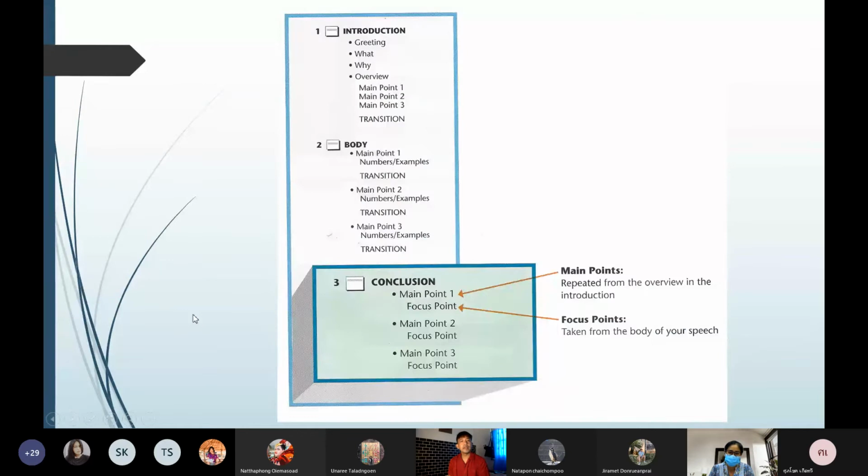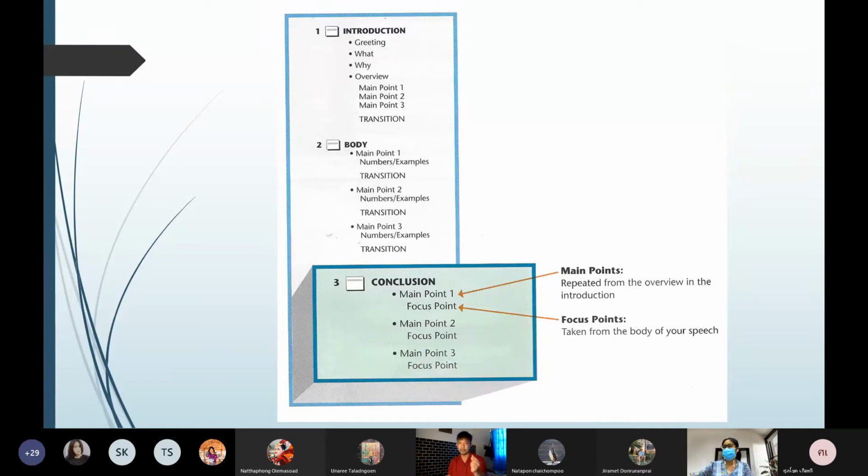Let's move on to the next slide. So here inside the green box, the conclusion is pretty similar to the body. The main points are repeated from the overview in the introduction. You could just speak it again like an overview in the introduction. Main point 1, then the focus point. The focus point is taken from the body, meaning the thing that we have to remember from that main point. Again, what to remember in that main point. That is the focus point.